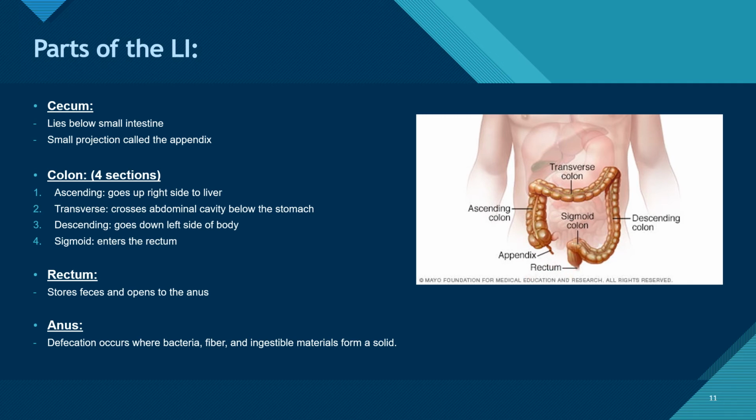Speaking of the rectum, that's the place where feces are stored, and it opens up to the anus just below. And then the anus, where defecation occurs, where bacteria, fiber, and ingestible materials form a solid. So that's sort of the end of the line for whatever food you were eating. All the nutrients have been absorbed, and now it's going to be excreted from your body.